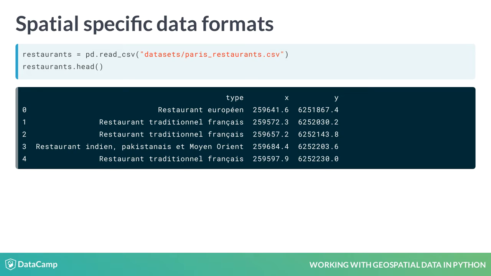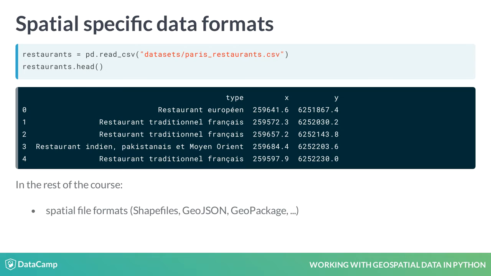easily represent this in a CSV file or in a data frame with two columns for the x and y coordinates. Therefore, in the rest of the course, we will use specific file formats for geospatial data, such as GeoJSON files, GeoPackage files, or shapefiles, which are specialized in storing spatial data, in addition to traditional tabular data. And to read such files and to work with such geospatial data in Python, we are going to use the GeoPandas library.